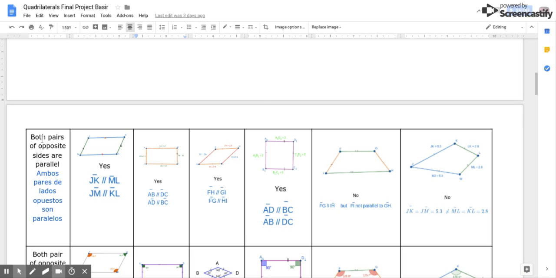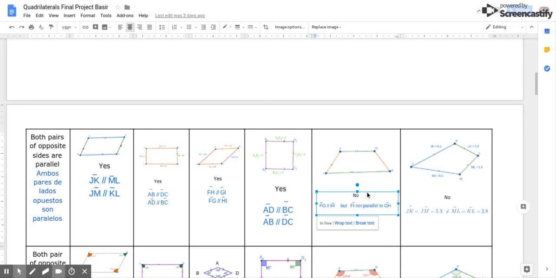The other statement says both pairs of opposite sides are parallel. So this one is true in some shapes. For example, in a parallelogram, opposite sides are parallel to each other, and also in a rectangle, rhombus, and square, all the opposite sides are parallel to each other.